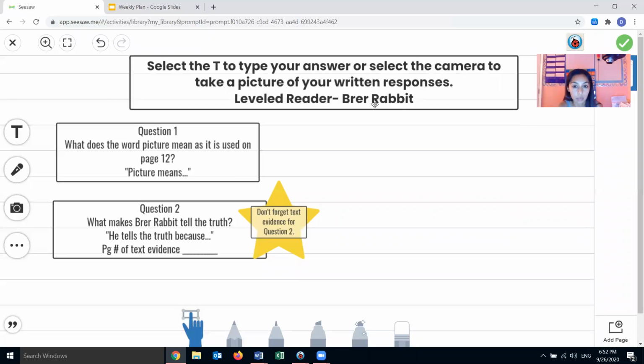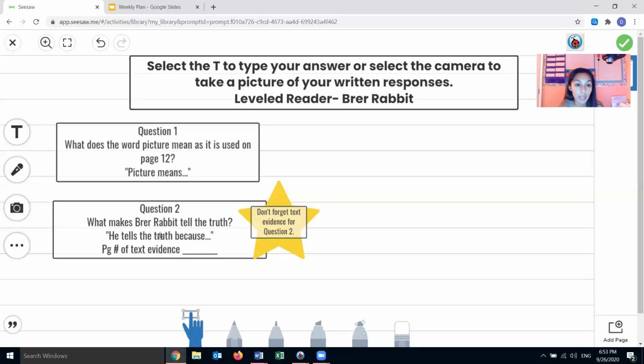So the leveled reader is Brer Rabbit. Question 1 is, what does the word picture mean as it is used on page 12? You're going to turn to page 12 because this picture is not like take a picture. You'll want to read it to know how this word is used in this story. In this one here, you do not need to write text evidence because it already says on page 12. But for question 2, you do need to add a page number to your answer.